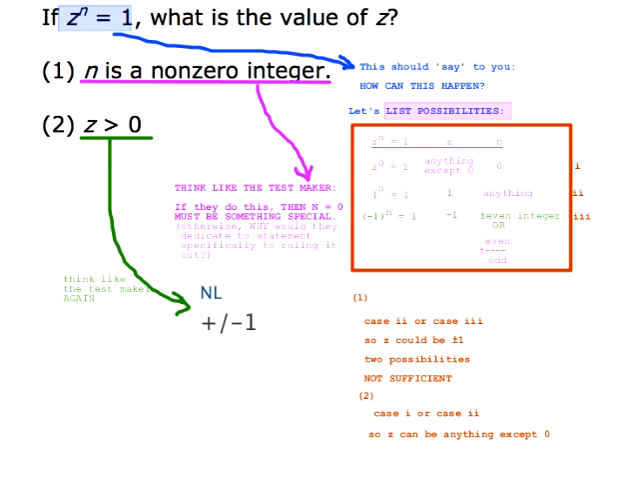So that's not sufficient. That's infinitely many possibilities. But if it's together, then you know what the score is, right? If it's together, then it's got to be case 2. So Z is 1, and this is sufficient.